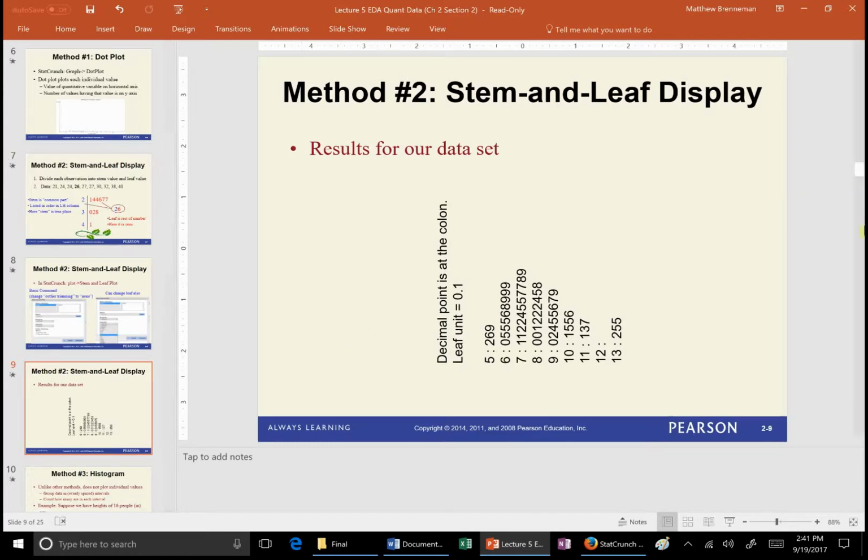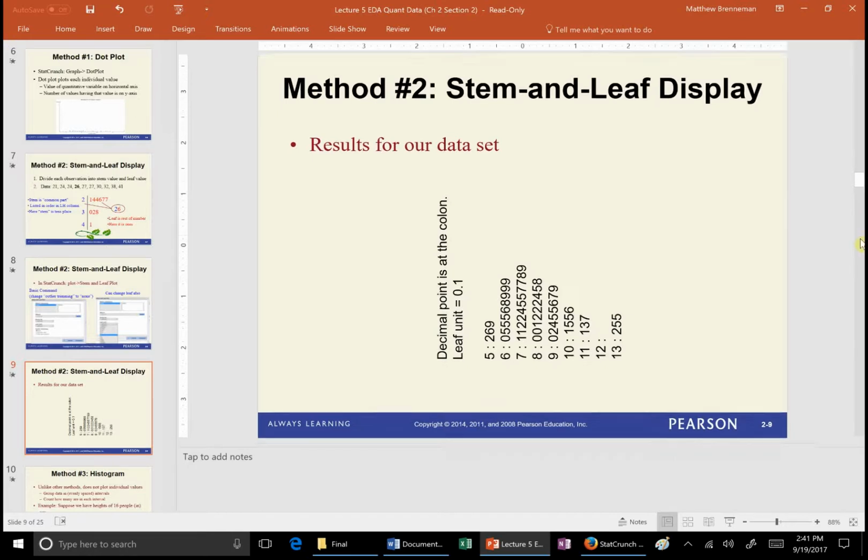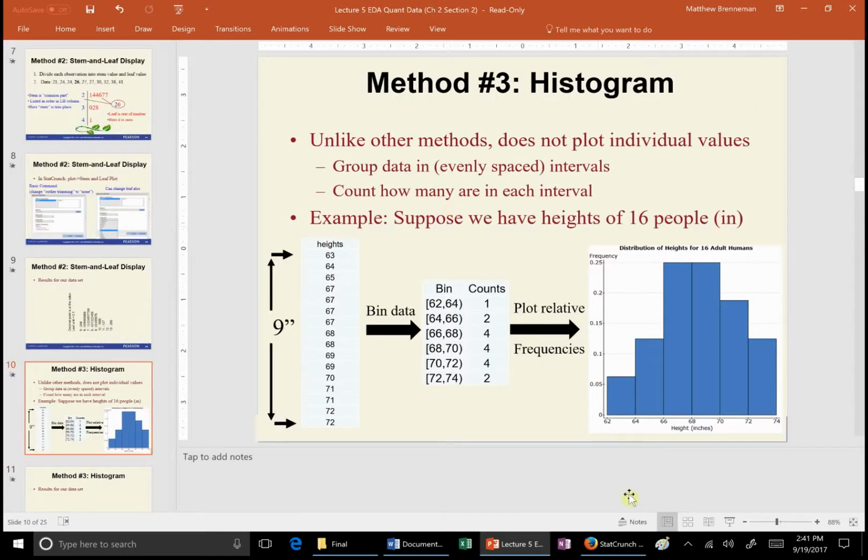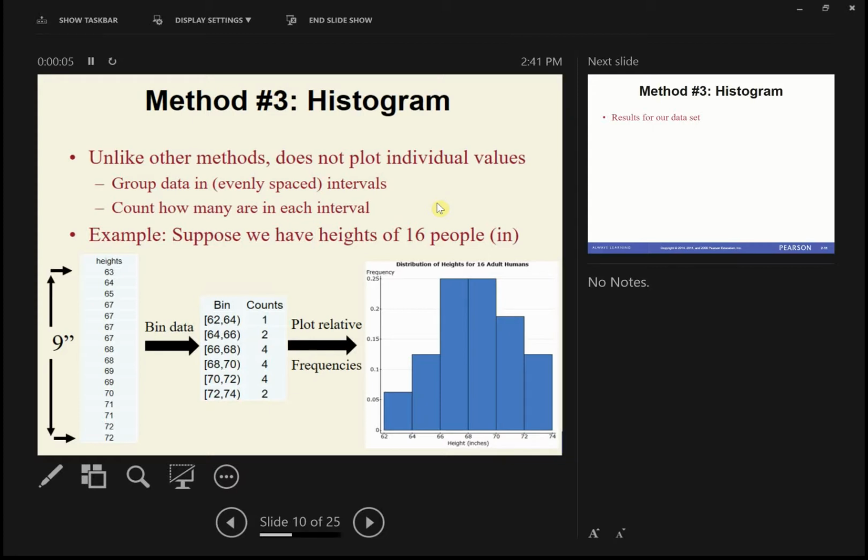So let's look at histograms. This is the last one we want to look at. Everyone getting the plots are looking good? Okay. And I will put up some videos from StatCrunch if you want to look at those. And I'm also making a screencast of today.